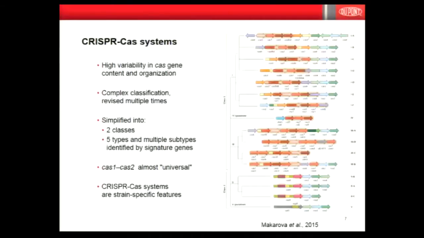The only common part of most of those types and subtypes are 2 genes named Cas1 and Cas2, in blue and green here, that are found in most of the types and subtypes, but not in all. And I would like to make this comment because it's very important. CRISPR-Cas systems are not specific for species or genera in bacteria. They are really strain-specific features, meaning that within a given species of bacteria, some strains may contain CRISPR and some others not.